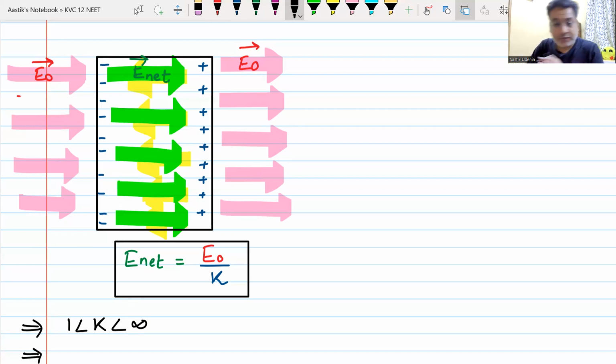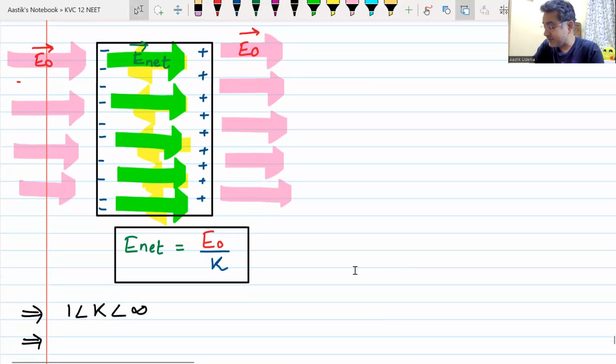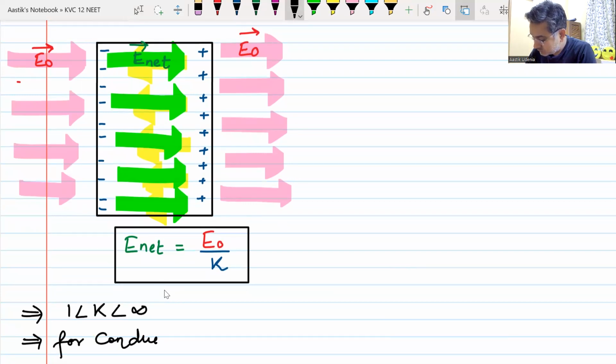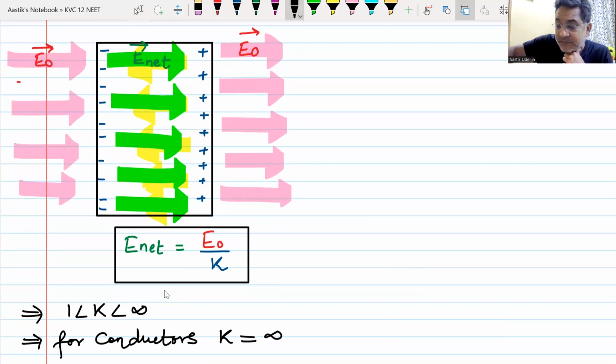Remember, one more point, for conductors, the value of K is infinite. If you talk about conductors, the value of K is very large. You can take it as infinity. These are the two things that you must remember. The value of dielectric constant K lies between 1 to infinity, and for conductors, the value is infinity. Do we understand this?